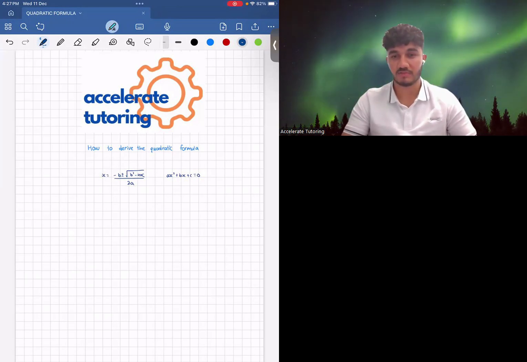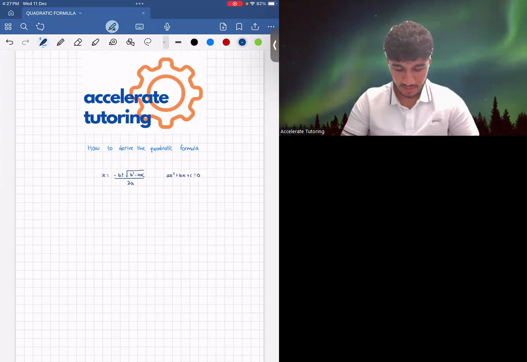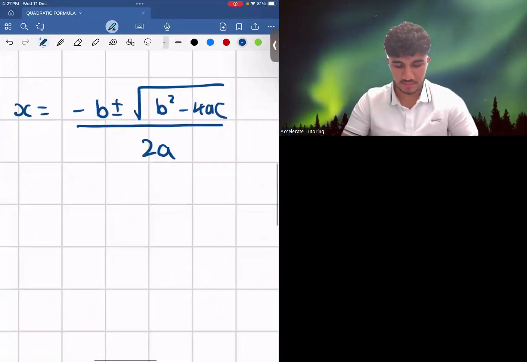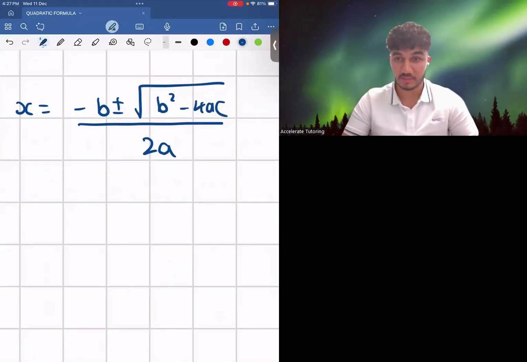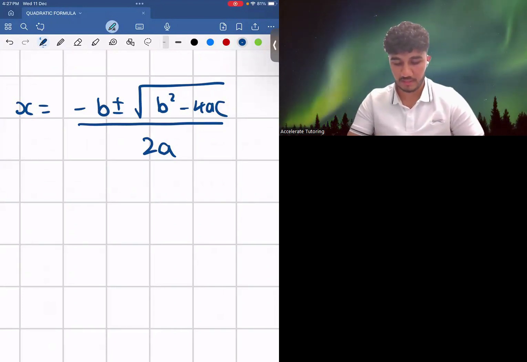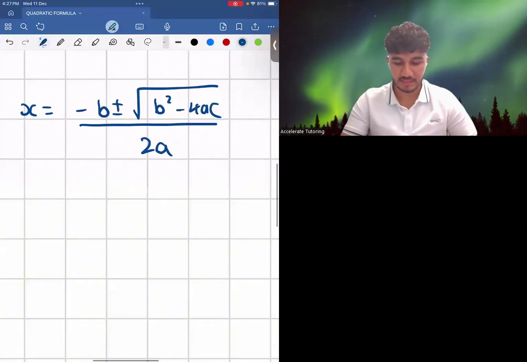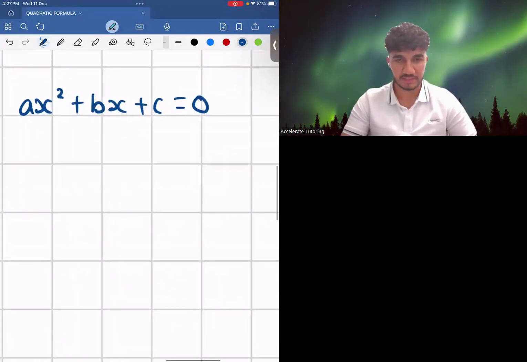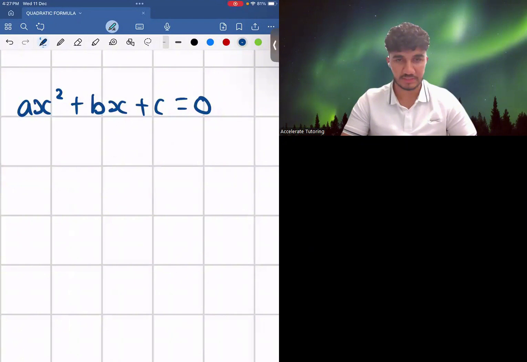Today we're going to look at how to derive the quadratic formula. Now, we know what the quadratic formula is. It's x is equal to negative b plus or minus the square root of b squared minus 4ac, all over 2a. Now, these values of a, b, and c come from our general representation of the quadratic, which is ax squared plus bx plus c is equal to 0.